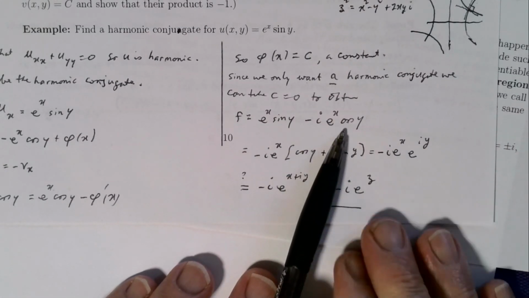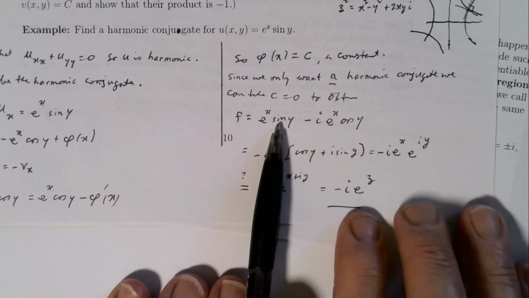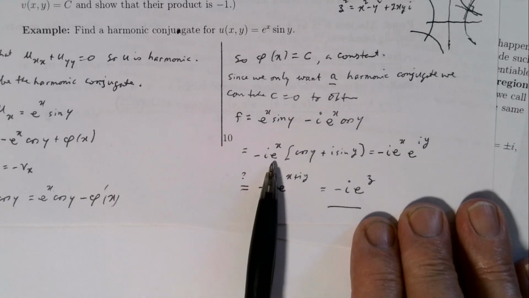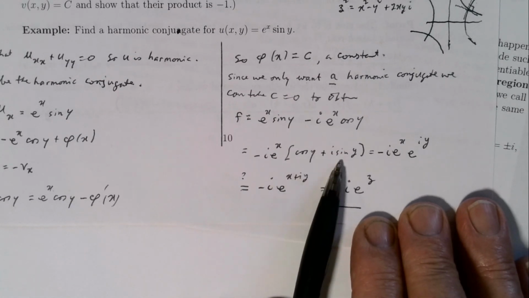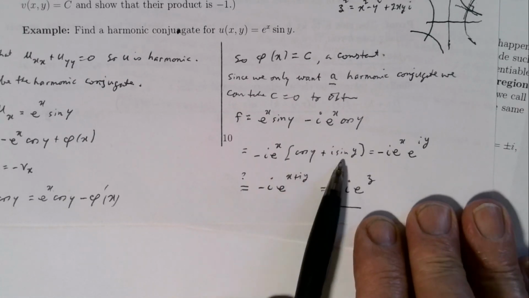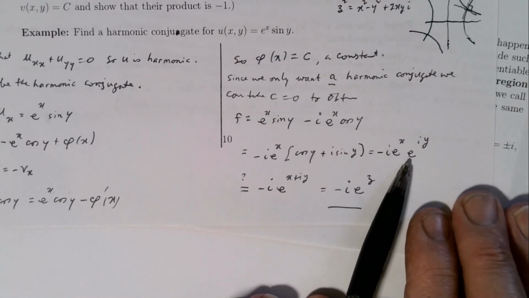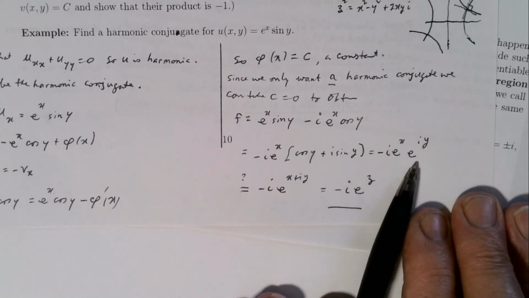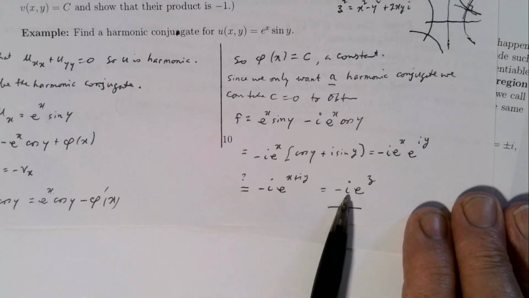And really that's kind of all you can do with it for the moment, but I'm going to push it a little bit further. I'm going to factor out minus i e to the x, and I do that because that then gives me cos y plus i sine y, and cos y plus i sine y is e to the iy, and we are strongly tempted to add these together using the index laws to get this, and this would be just minus i e to the z.